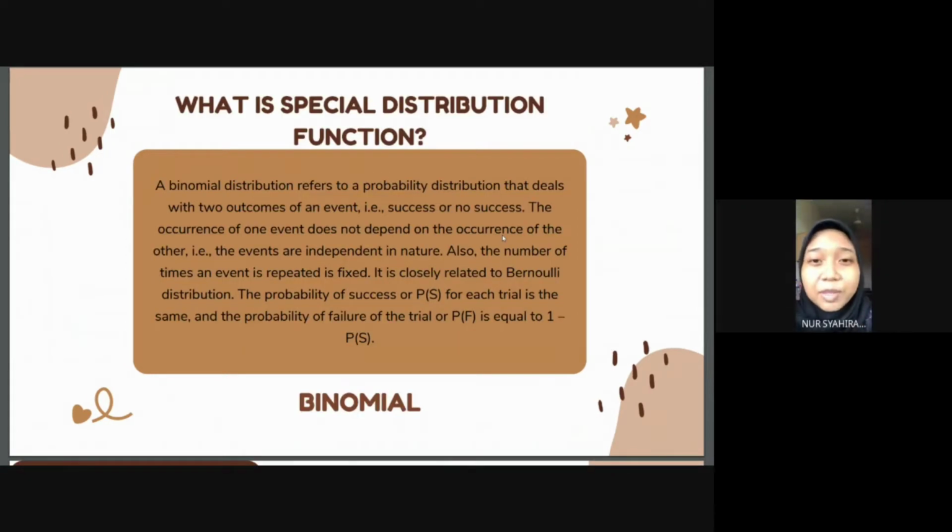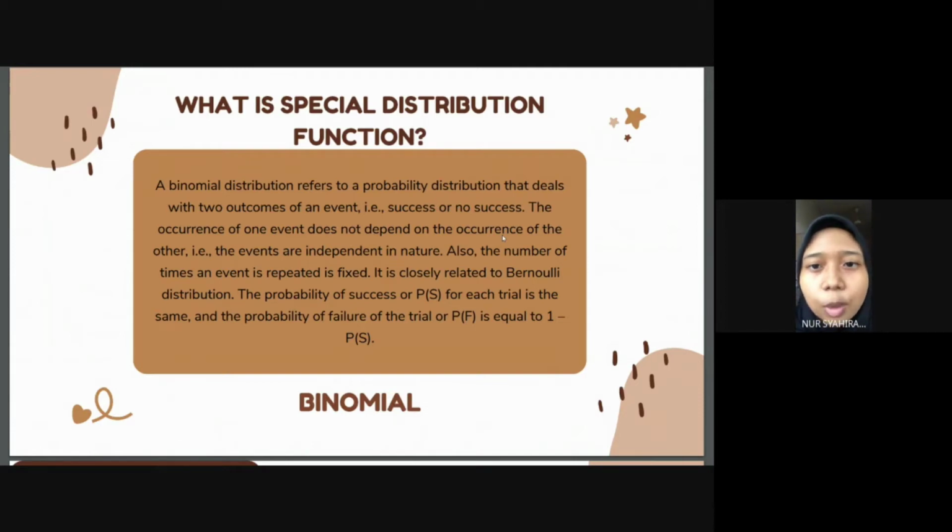What is spatial distribution function? For binomial, a binomial distribution refers to a probability distribution that deals with the two outcomes of an event, which are success or no success. The occurrence of one event does not depend on the occurrence of the other. The events are independent in nature. Also, the number of times an event is repeated is fixed.